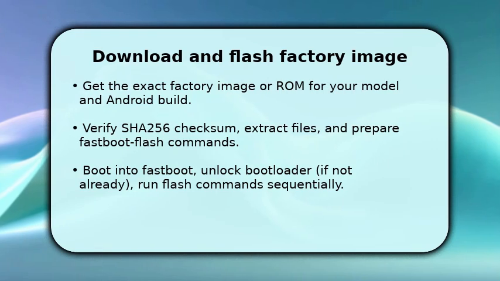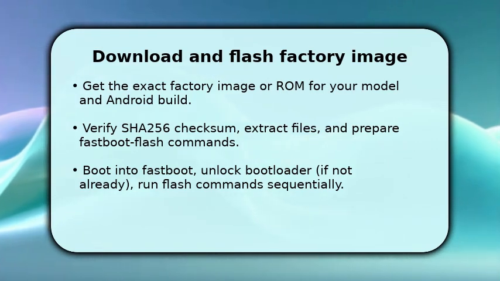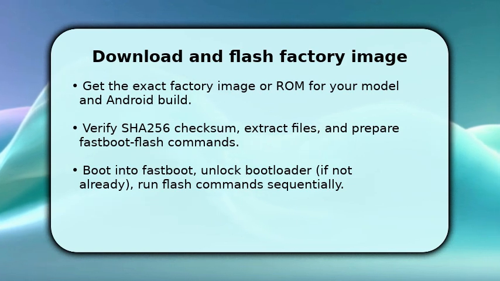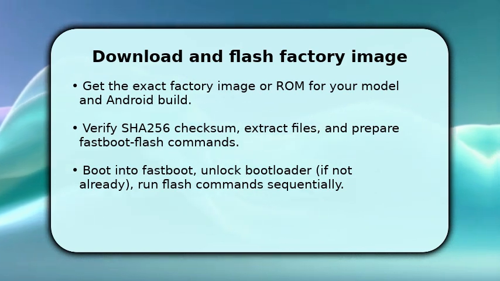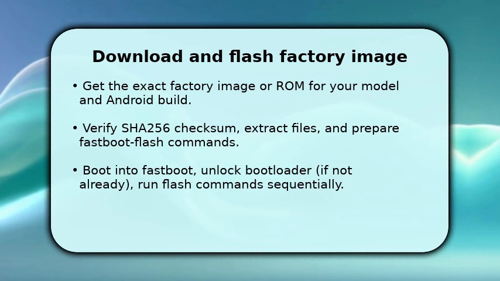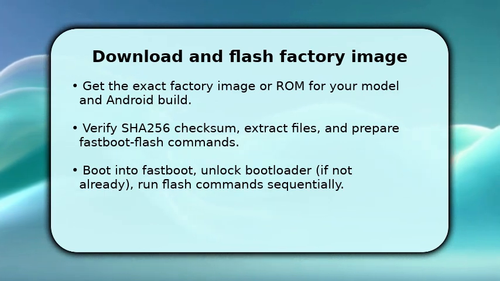Make sure the battery is above 50% and use the original cable for a stable connection. Now power into bootloader to confirm the device is recognized before moving to downloads and flashing. You next download the correct factory image for your exact model and build. This prevents incompatibility. Verify the file with its SHA-256 checksum, then extract the image and read the included flash steps.